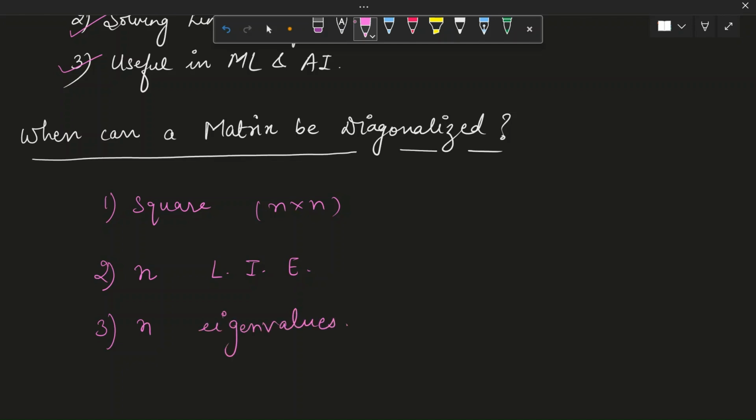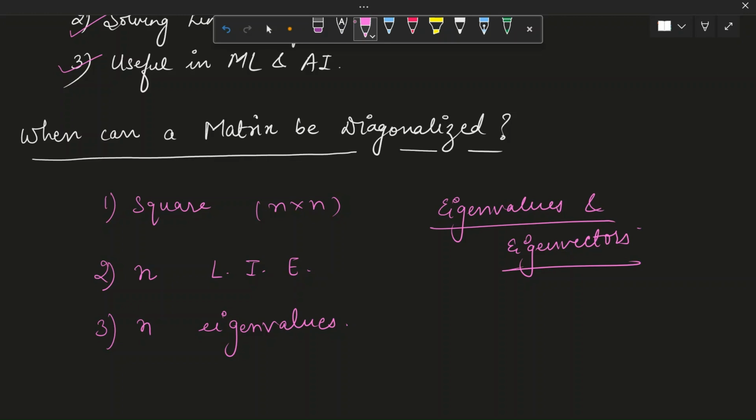it is always diagonalizable. So when you are diagonalizing a matrix, the first two things that you require are eigenvalues and eigenvectors. If you don't know what they are, you can move towards the video that concentrates on eigenvalues and eigenvectors, and how to calculate them using a simple matrix example. So just a brief on them.